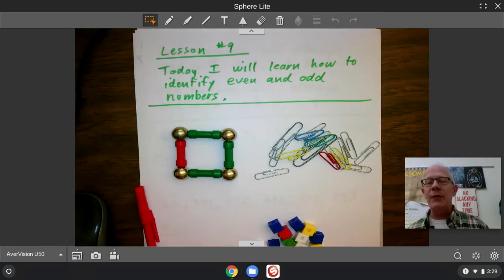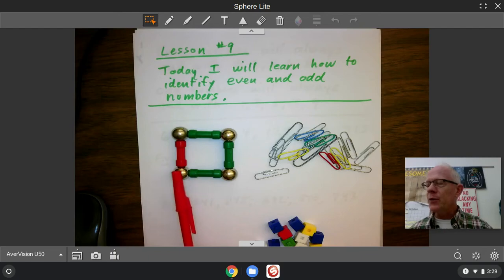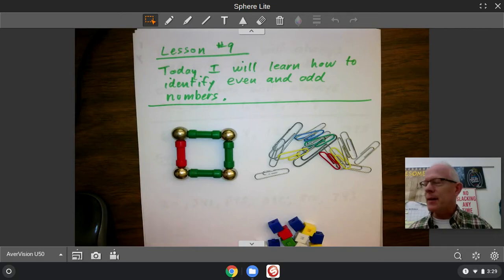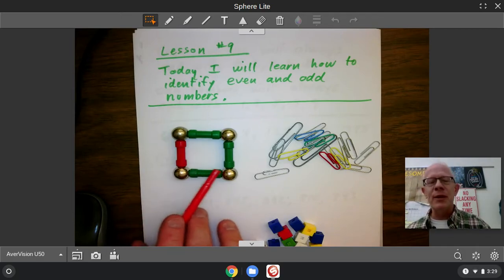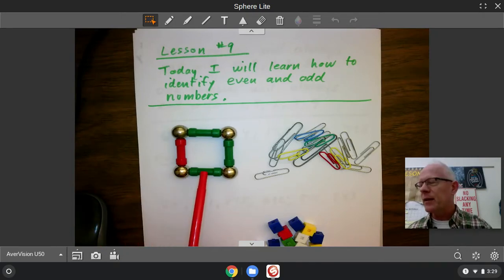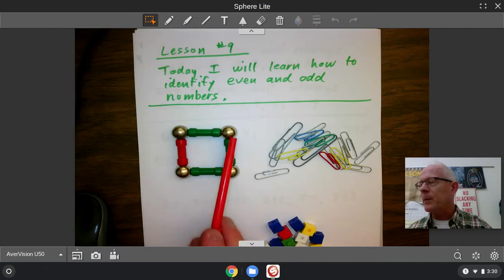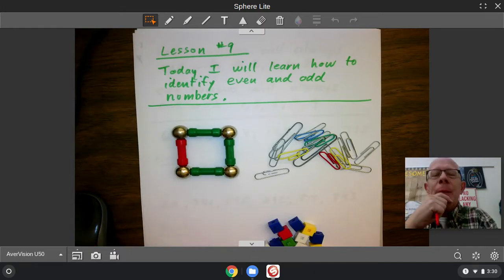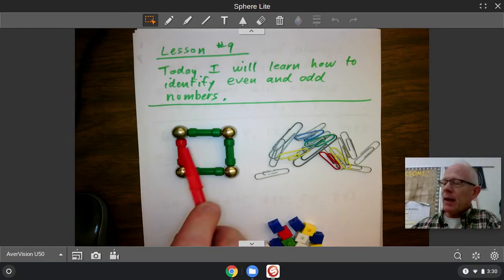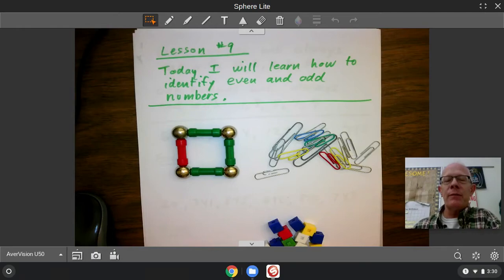But what I did is I have some objects here. The first one are my magnetic balls, and I'm not sure what these are called. But if I look at these, I have 1, 2, 3, 4. I have 4 steely marbles. And is 4 an odd number or an even number? Do you know? It's even. And I have 1, 2, 3, 4 of those, and they're obviously even too.